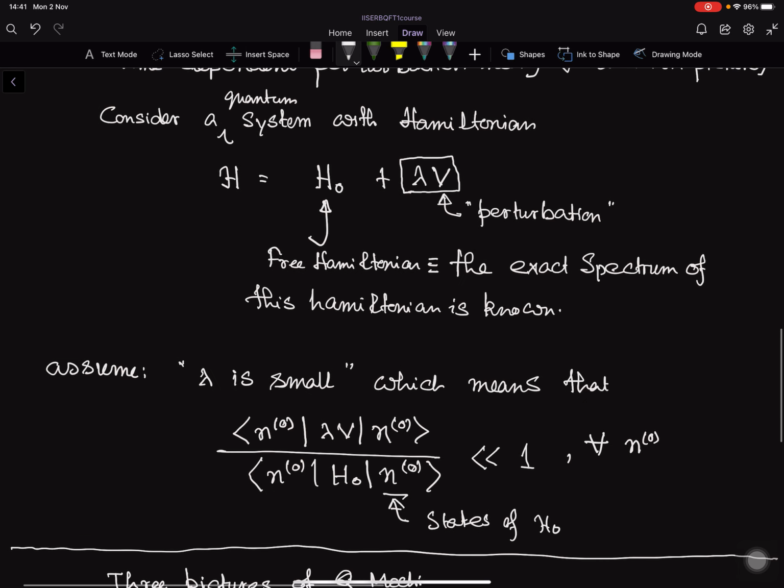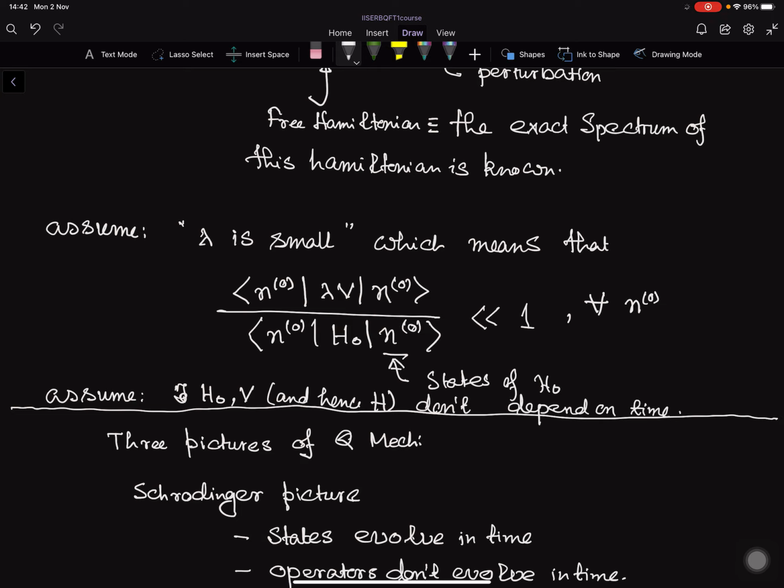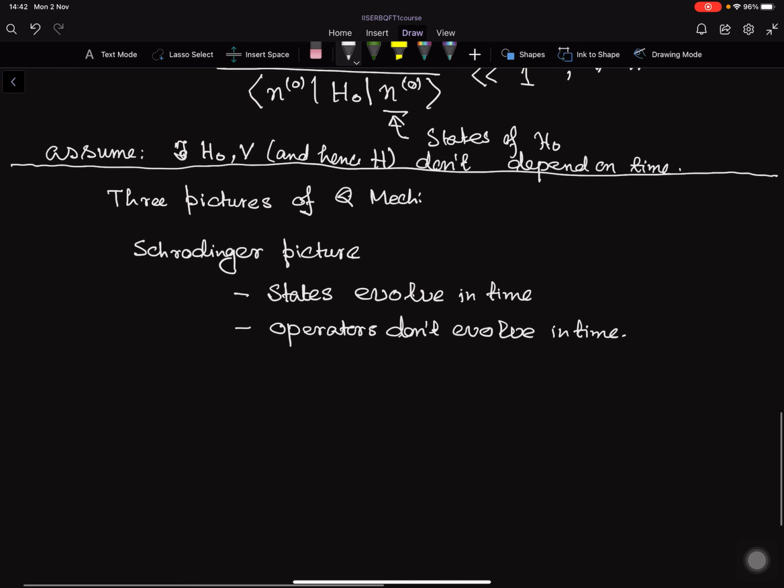I forgot to mention one thing. So we also assume that H0, V and hence H do not depend on time. Of course, there is a more general scenario when they depend on time, but for simplicity, we assume that they do not depend on time. Then in this case, the Schrödinger picture is this, that we evolve the states, but we do not evolve the operators.